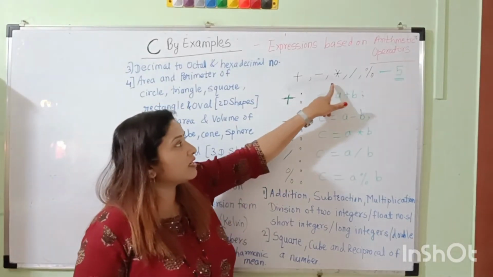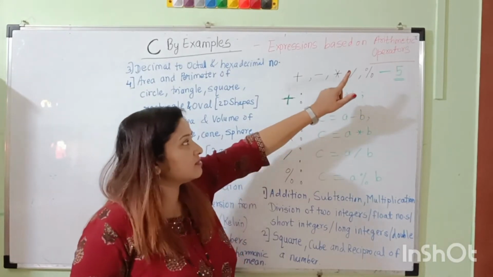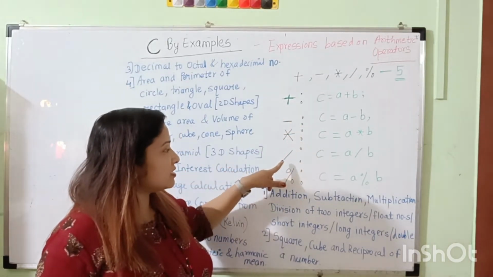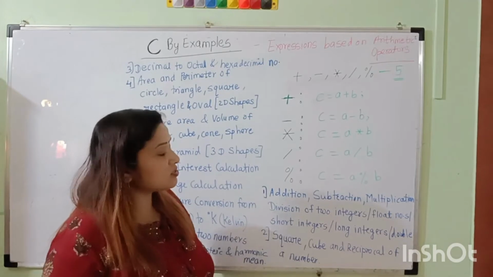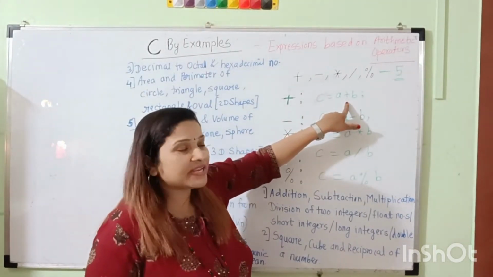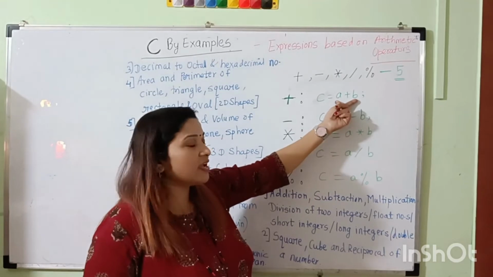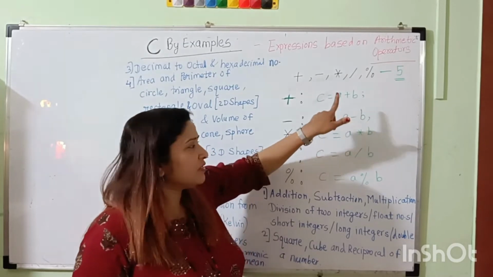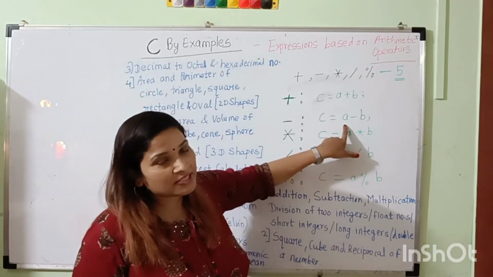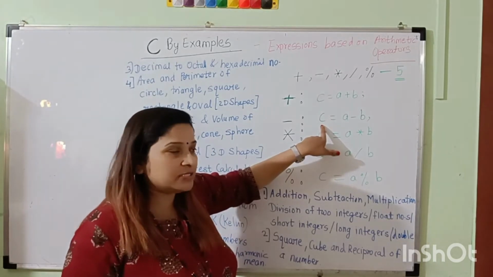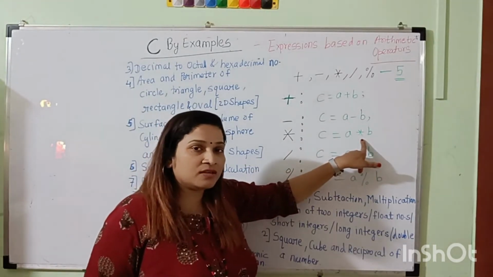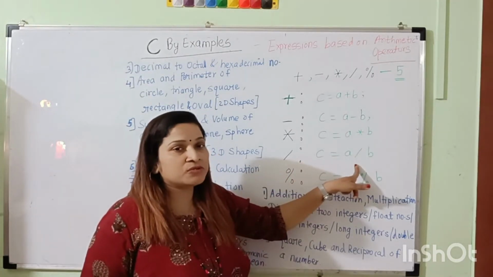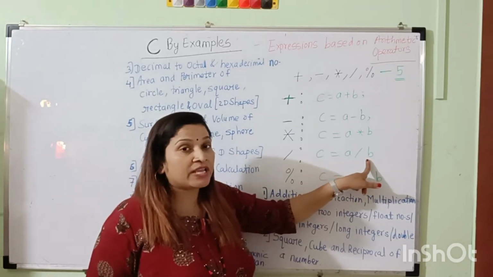Now, in C programming, there are five basic arithmetic operators. What are they? Plus, minus, star, slash, and mod. The first is the addition or plus operator. Let's say we have two numbers A and B. Their addition is performed as C equal to A plus B. Similarly, subtraction is performed as A minus B, which we store in a variable called C. Similarly, we store the multiplication of these two numbers in C. The division of two numbers we store in C using A slash B.